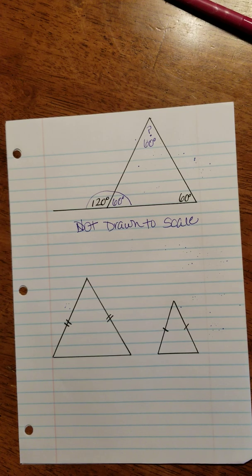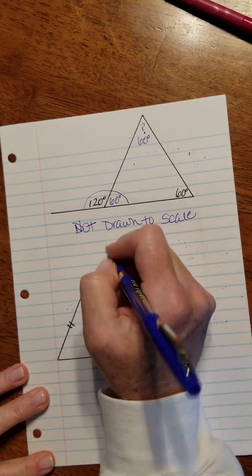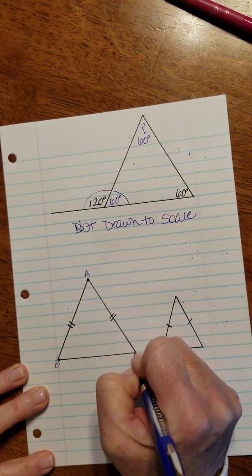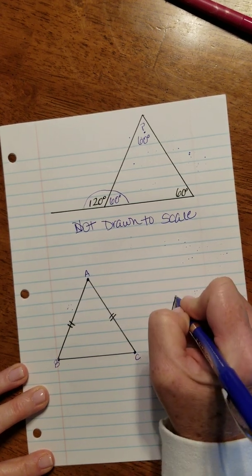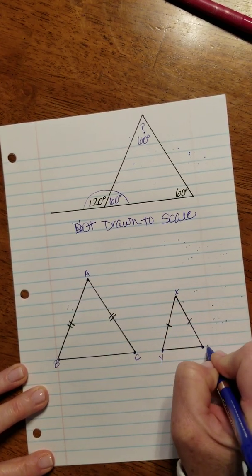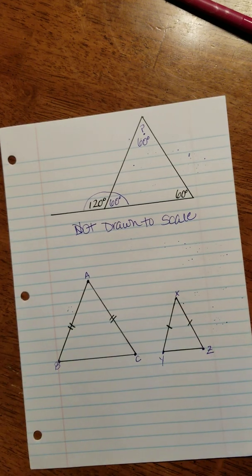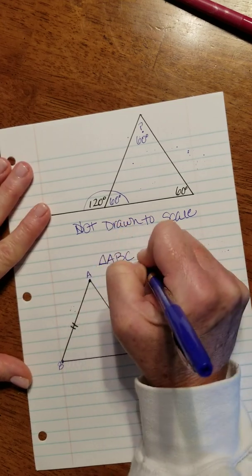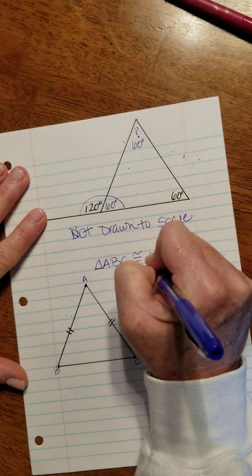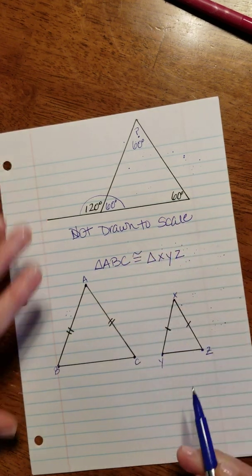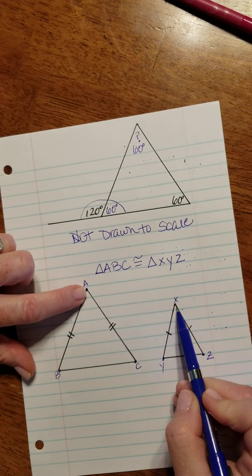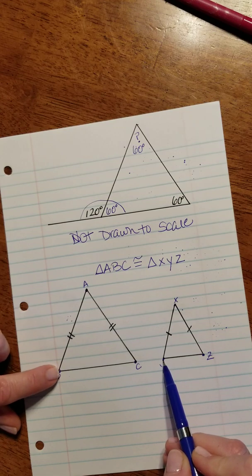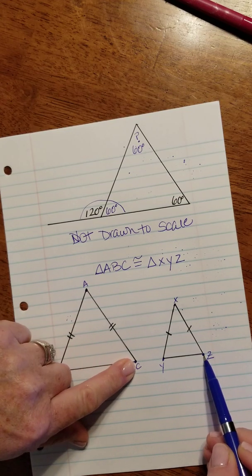If it tells you that these two triangles are similar, we'll say this is A, B, C, and this is X, Y, and Z. If they tell you that triangle ABC is congruent to triangle XYZ, that means that these two angles are corresponding and have to be the same measure. These two angles are corresponding and have to be the same measure, and these two angles are corresponding and have to be the same measure.